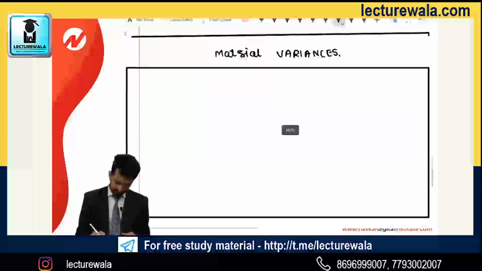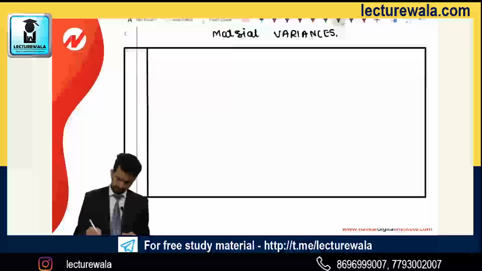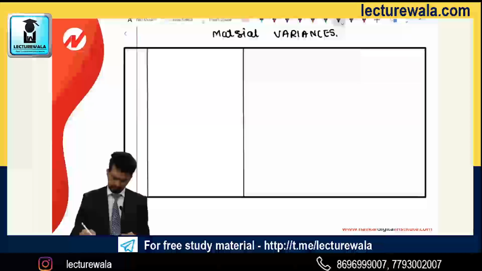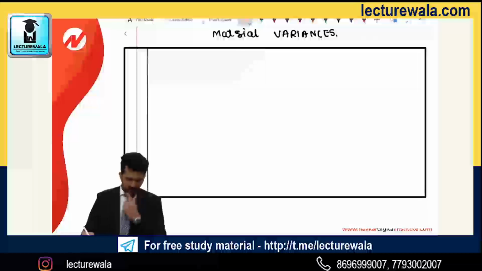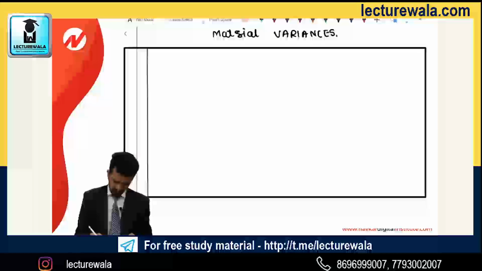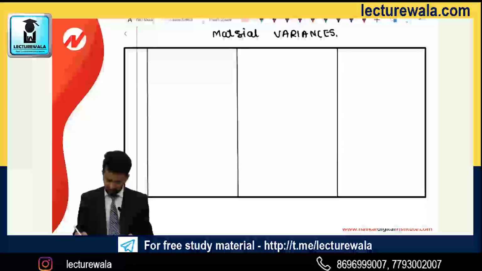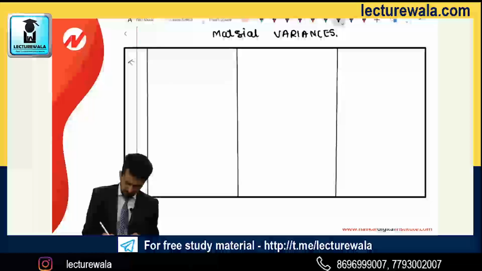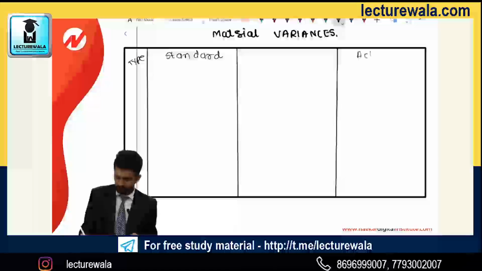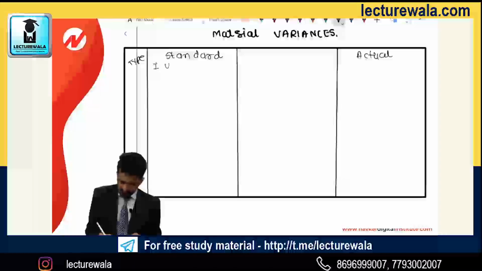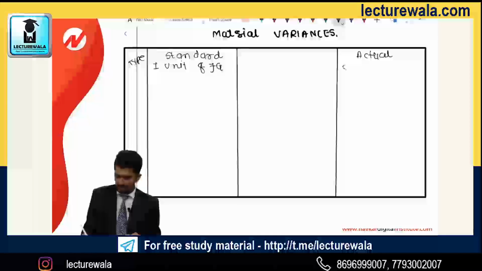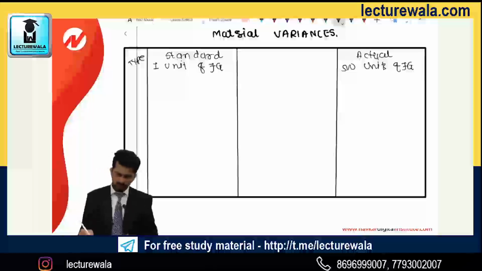Say for example, there is one column for type, then there is one more column, and there is one more column. So we have got type, standard, and actual. Standard I am giving you for 1 unit of finished goods, and in actual I had produced 500 units of finished goods. Right, and again within that I am going to be having 3 columns: quantity, rate, amount.